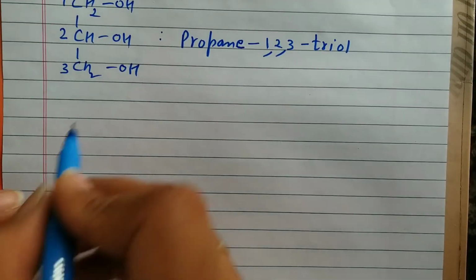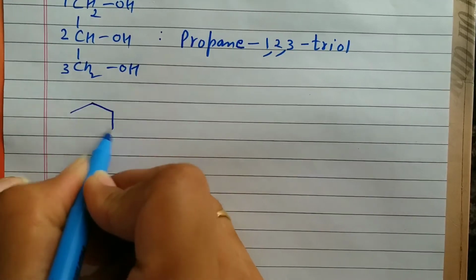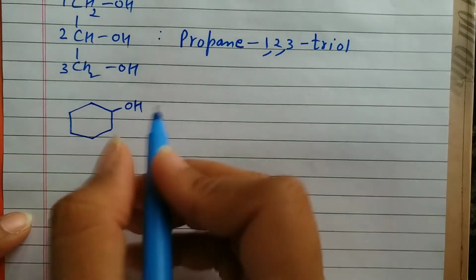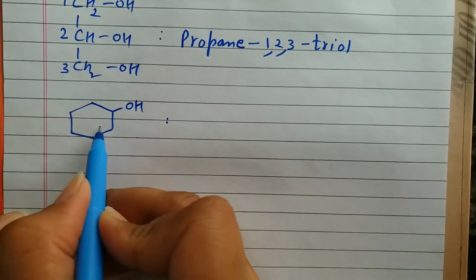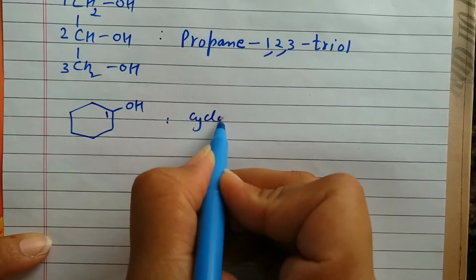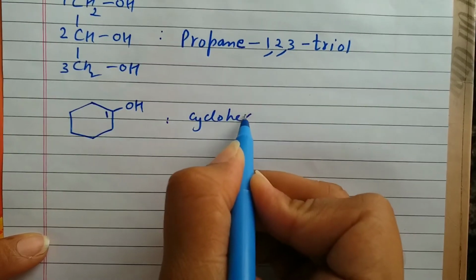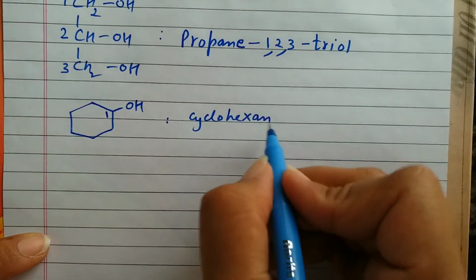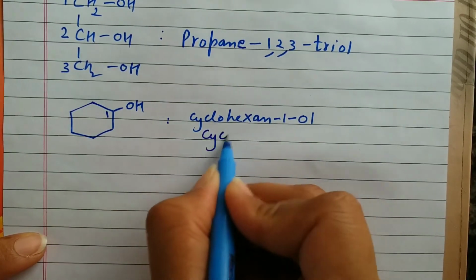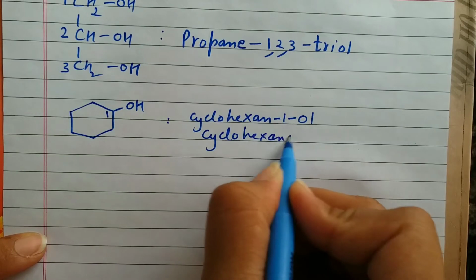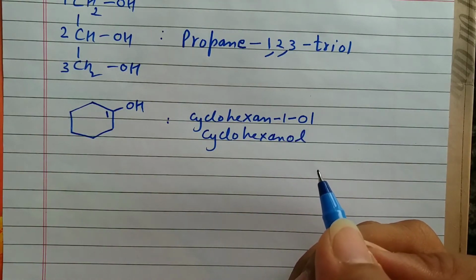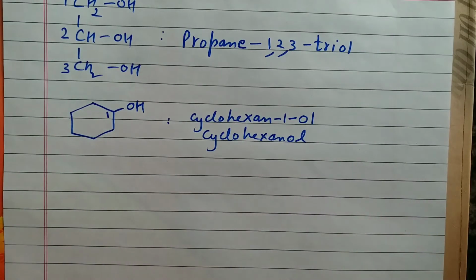Let's consider a few more examples, and probably now cyclic alcohols, like this example. Now this is a cyclic compound, and this is cyclohexane. Certainly I will consider the functional group on the first position. So what is the name? It's cyclohexane 1-ol, or you can simply write it as cyclohexanol. As I told you that when the position of the functional group is first, then you may even skip writing the position. So it's cyclohexanol.